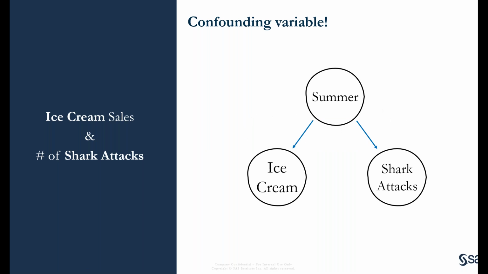Summer is an unmeasured variable, something that we didn't include in our initial model, that influences both sales of ice cream and shark attacks. In summer, more people are at the beach. It's hotter, and so people are buying ice cream. Those two correlated variables are actually not related at all. And if you include summer, if you include time in your model, that correlation disappears.